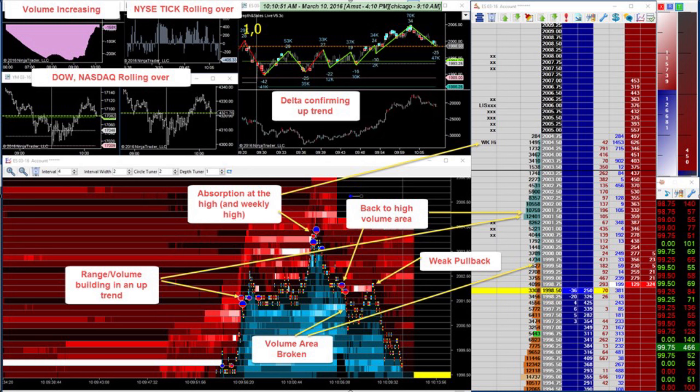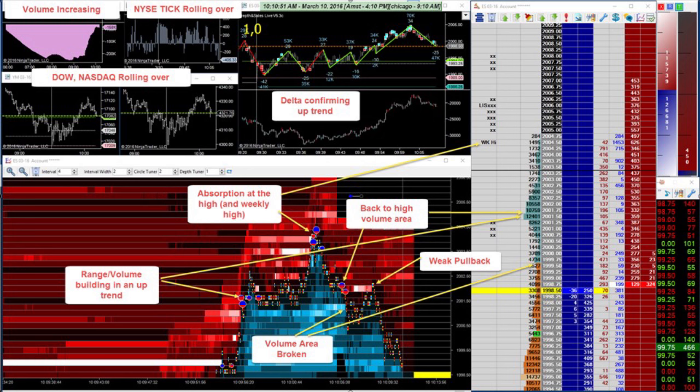On the next push up, we see absorption at the highs and an opposing imbalance. And that area is quickly broken to the downside. And this is your highest risk, earliest entry opportunity. Now, contextually, that absorption is actually occurring at the day session weekly high. It's also just below the X's here, which mark out an area of high volume from overnight.